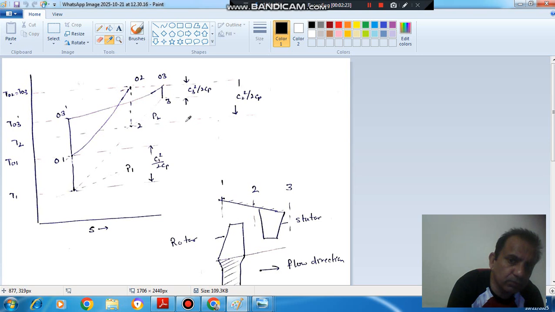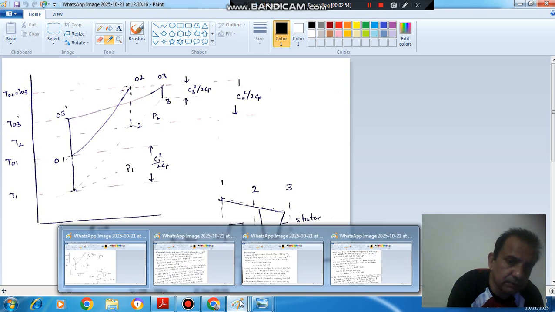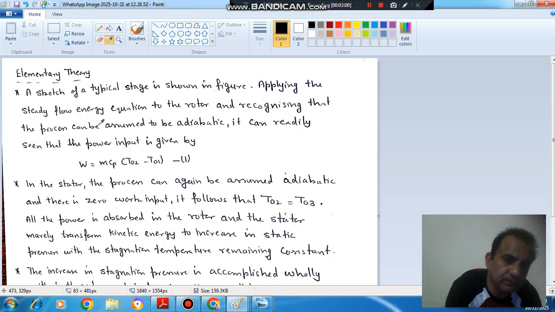If C2 is the velocity at the rotor exit, then this is the dynamic temperature at the rotor exit, and from the stagnation condition we can obtain this actual condition. And if C3 is the velocity at the exit of stator, then this is the dynamic temperature at the exit of stator, and this is your stagnation condition, and this is your static condition. So this is the explanation of the diagram of the stator, of the axial flow compressor. Now I will read this and explain if needed.